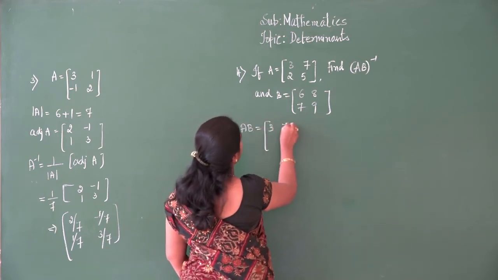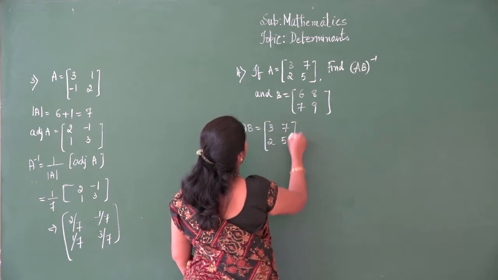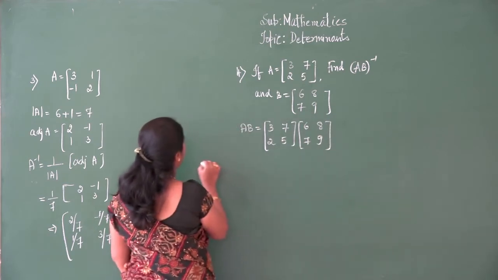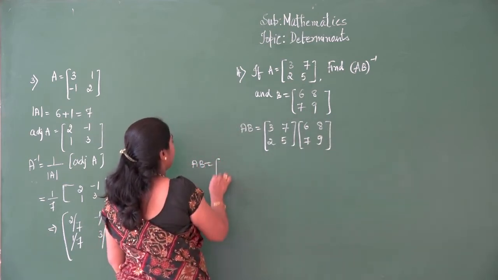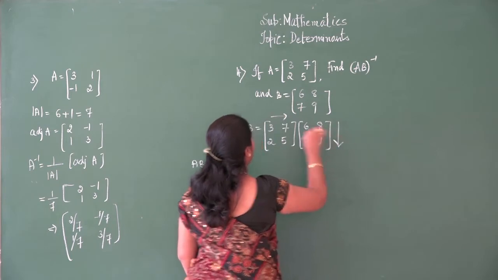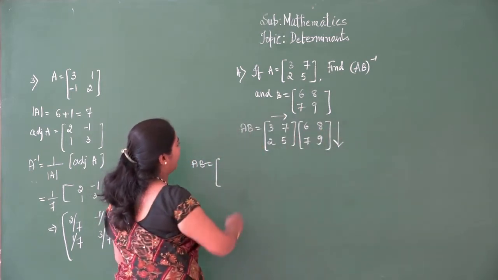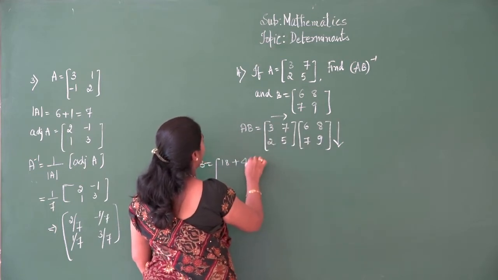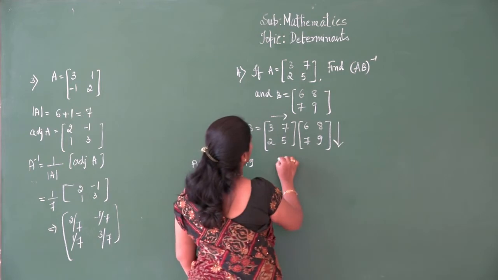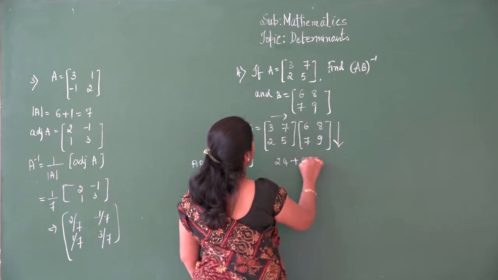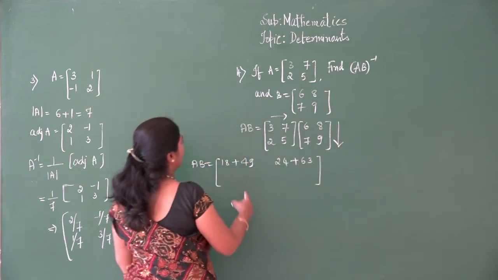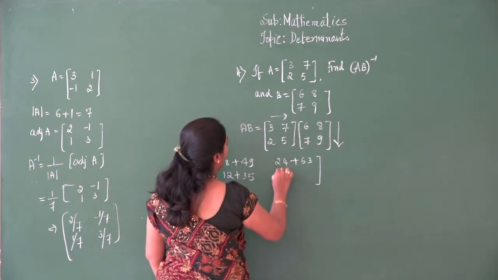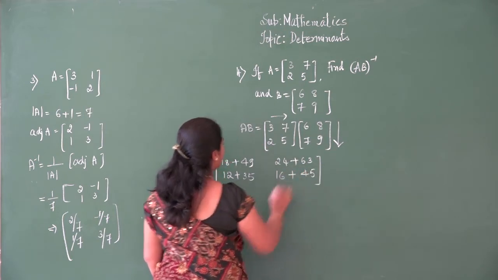What is A? 3, 7, 2, 5. What is B? 6, 8, 7, 9. So finding the value of product AB, you will multiply row wise with the column wise corresponding elements. 3 into 6, 18 plus 7 7s are 49. 3 8s are 24, 7 9s are 63. Similarly, 2 into 6, 12 plus 35. 8 2s are 16 plus 5 9s are 45.